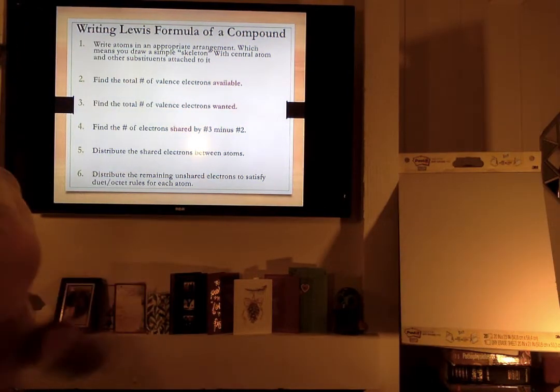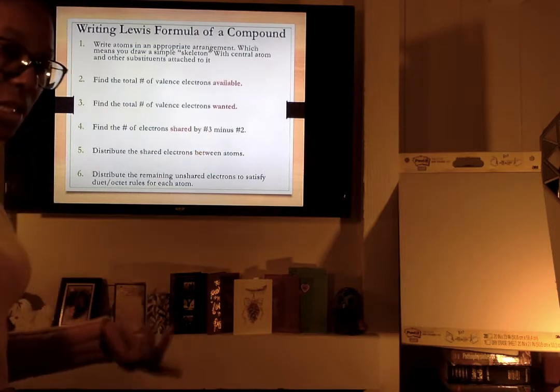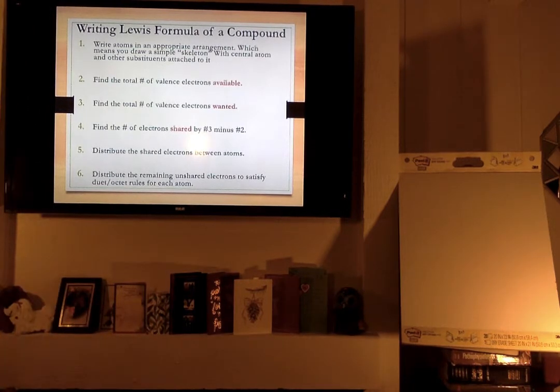So in writing the Lewis structure, these are the most important rules that you want to make sure that you understand. So, writing the Lewis formula of a compound. First, you want to write atoms in an appropriate arrangement, which means you draw a simple skeleton with the central atom and other substituents attached to it.